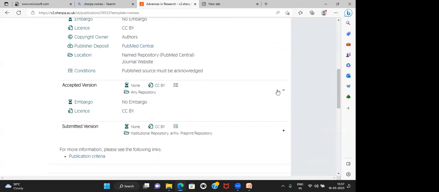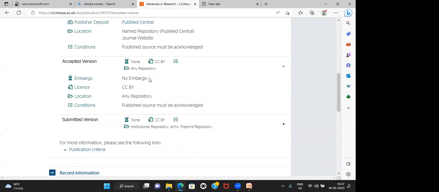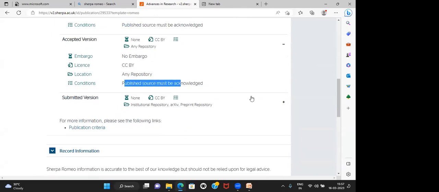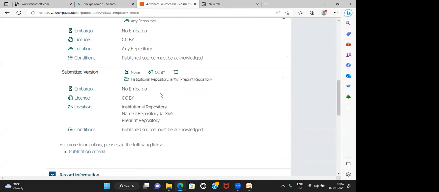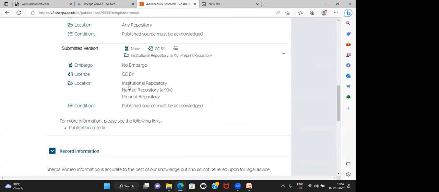And what is available for the accepted version? No embargo, CC BY, and we can deposit it in any repository we select, and the condition is the same as for the published version. And for the submitted version: no embargo, CC BY license, the same license conditions, and also an institutional repository or a preprint repository. A preprint repository is a repository where we can submit the pre version, the submitted version, of the paper.